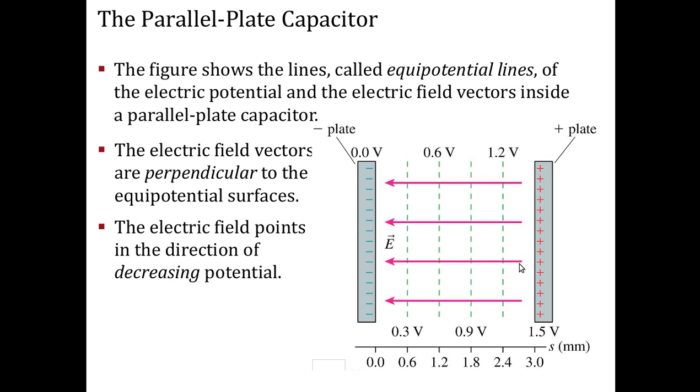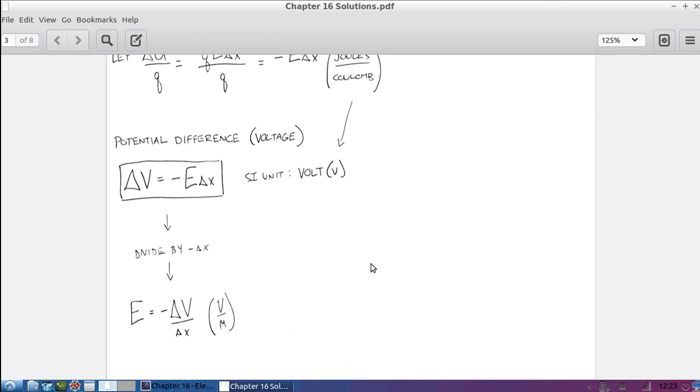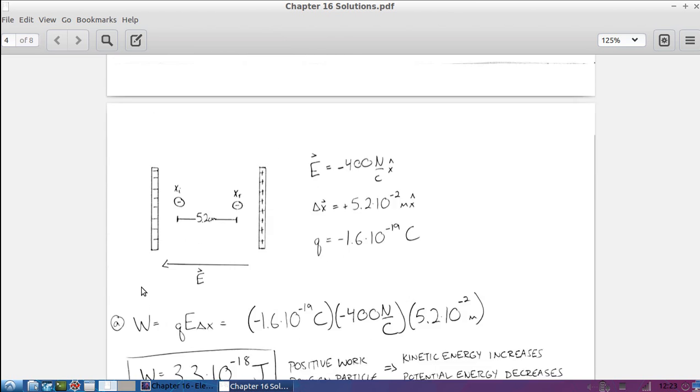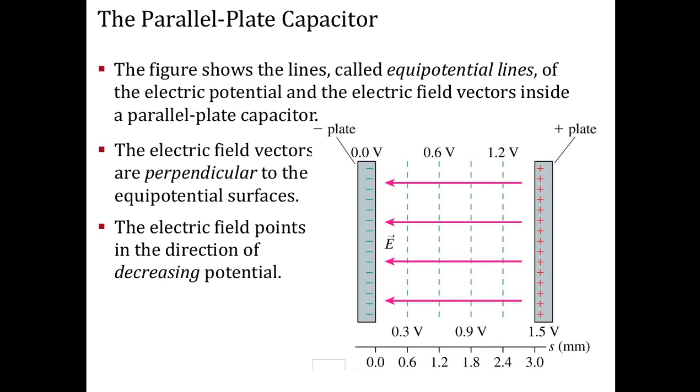Because voltage decreases in the direction of an electric field. So right here the electric field points in the direction of decreasing potential. That's what this means. As voltage goes from high to low, that's the direction of the electric field. That's the direction a positively charged particle would travel if it was only under the influence of the electric field. So let's do a couple examples.